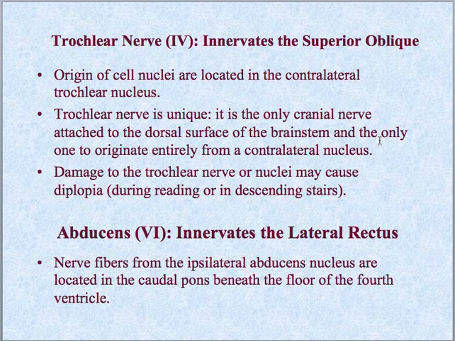And slide number 7, I want you to know the innervation of the two other extraocular muscles. First, being innervated by the trochlear nerve, cranial nerve number 4. That is, it will innervate the superior oblique. And lastly, the abducens, which will innervate the lateral rectus. Okay.